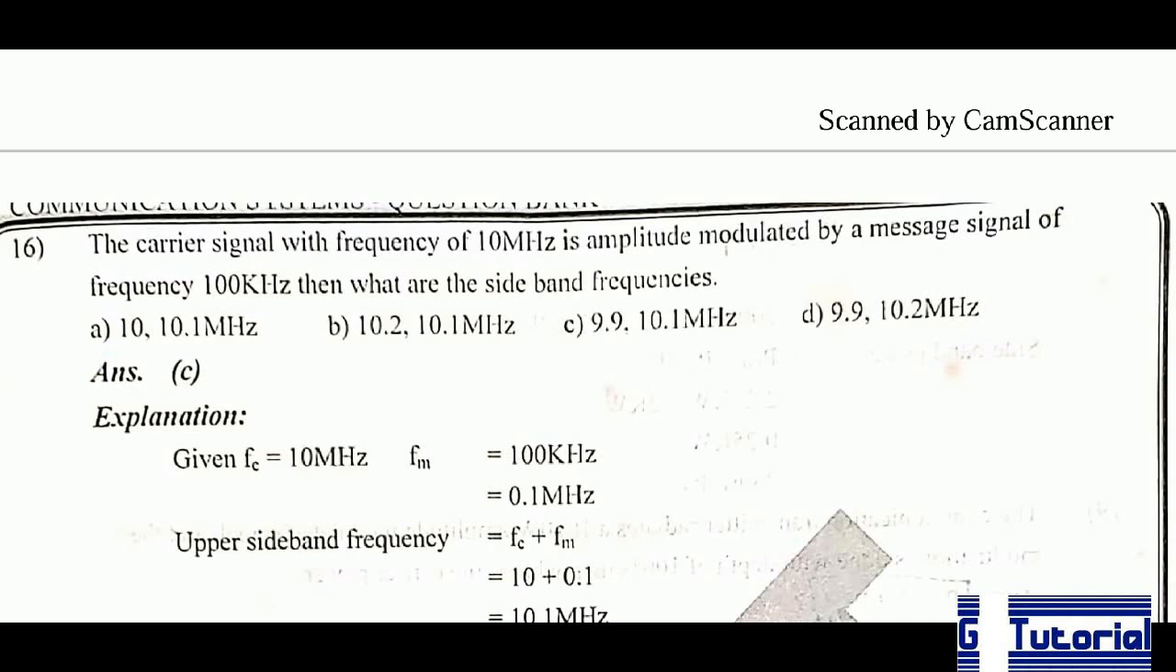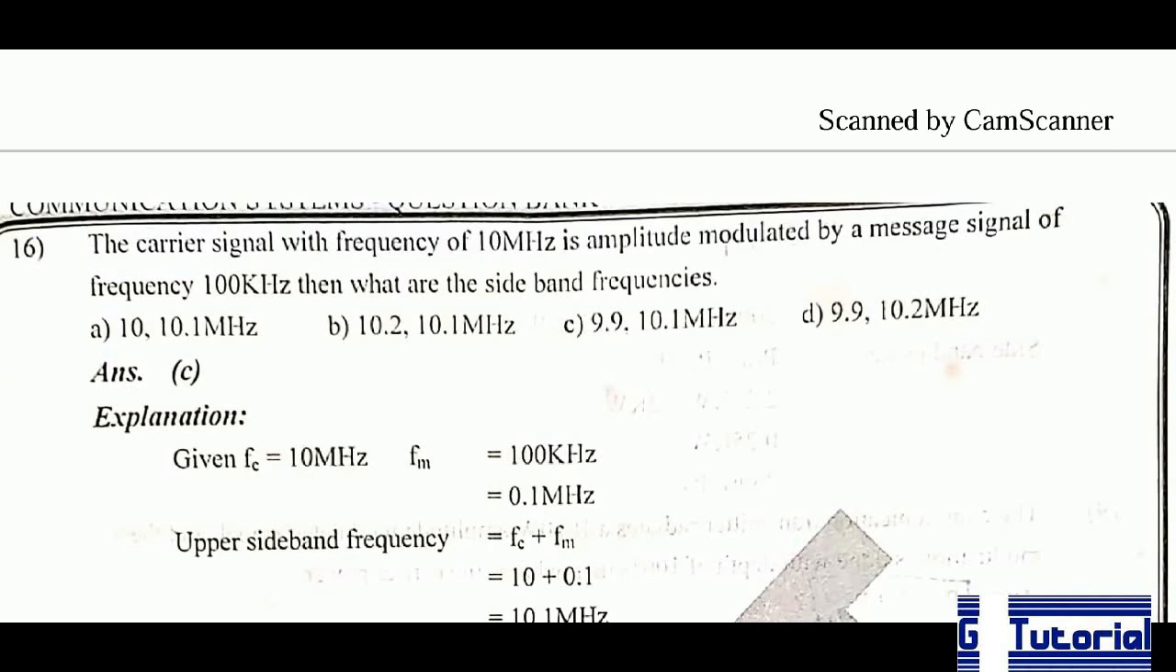Here the message signal frequency is 100 kilohertz. So let us first convert it in terms of megahertz. 100 kilohertz is 100 into 10 raised to 3 hertz, which is actually 0.1 megahertz. 10 raised to 6 hertz is 1 megahertz. So 0.1 megahertz is 100 kilohertz.